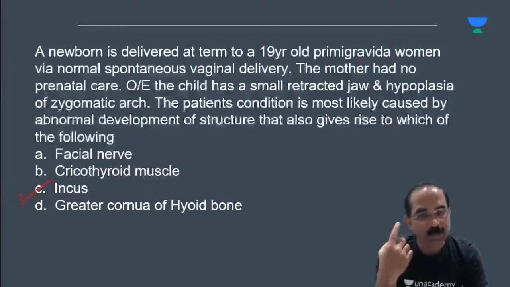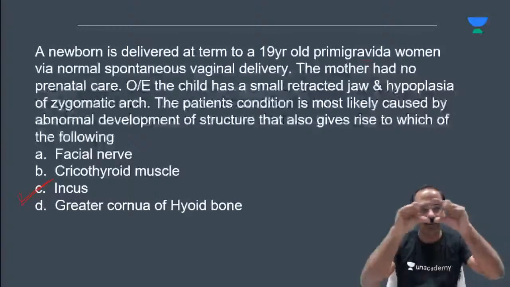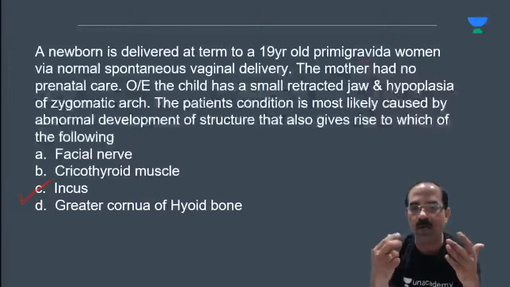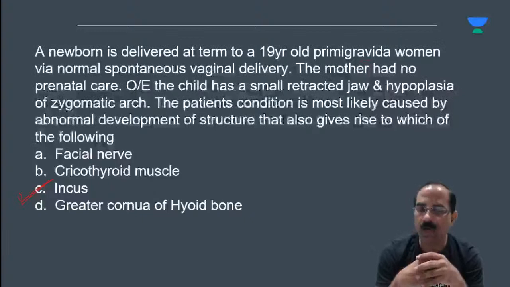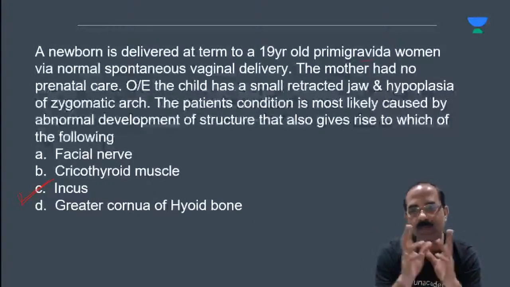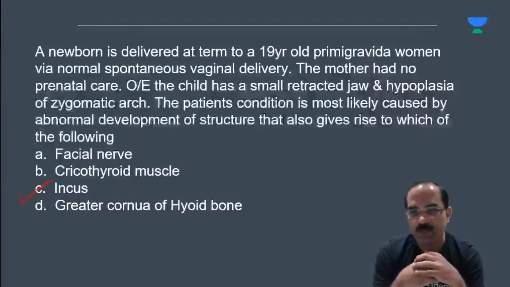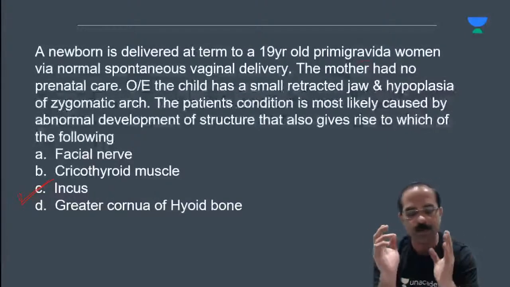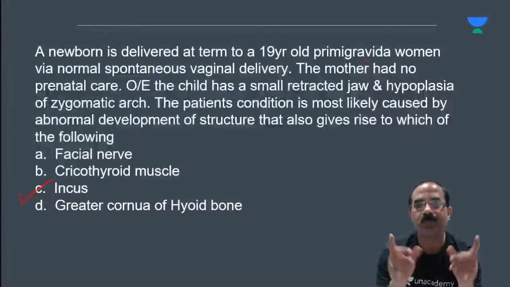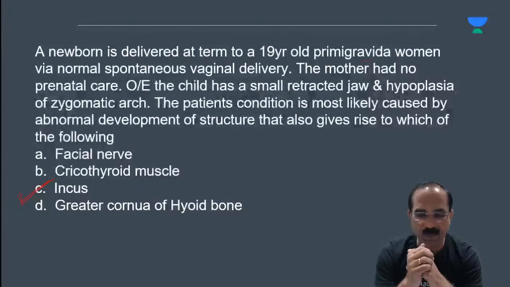Yes, the stapes in the ear. The bone of the ear, the stapes. The lesser cornu and the upper part of the body of the hyoid bone. So this is all derived from the second pharyngeal arch. Clear? Nerve of the third arch. The nerve of the third arch is the glossopharyngeal nerve, and the muscle of the third arch is the stylopharyngeus muscle.